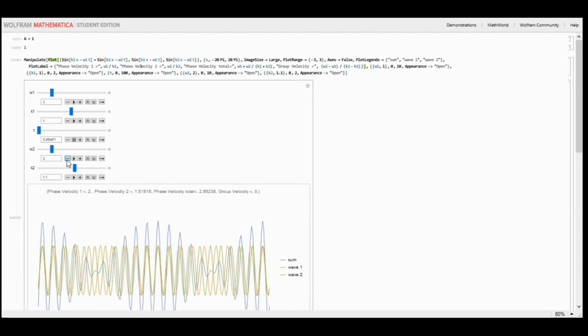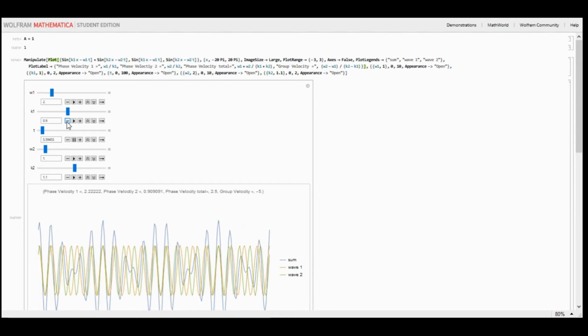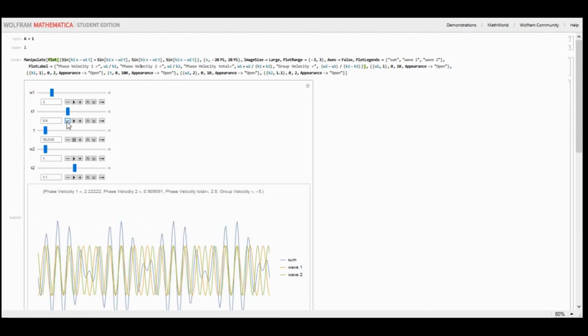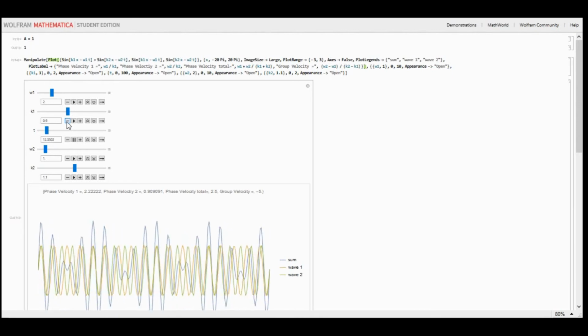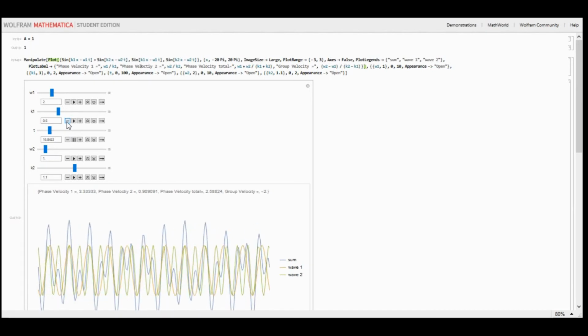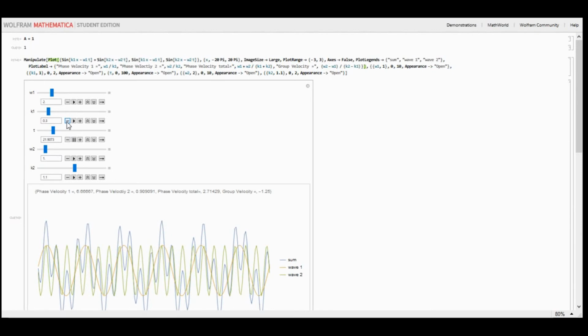Okay, and if we mess with the k's, let's make k1 smaller, we see that our envelope sort of decreases in width. Keeps decreasing in width until essentially you're just going to mimic one wave.